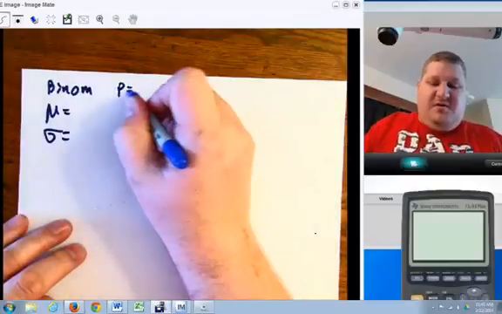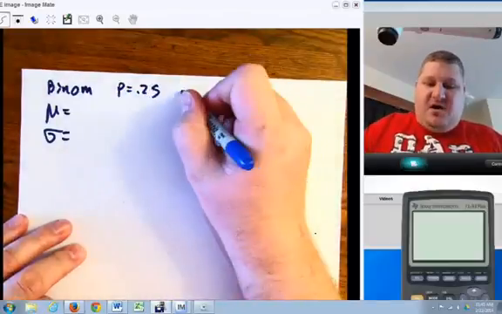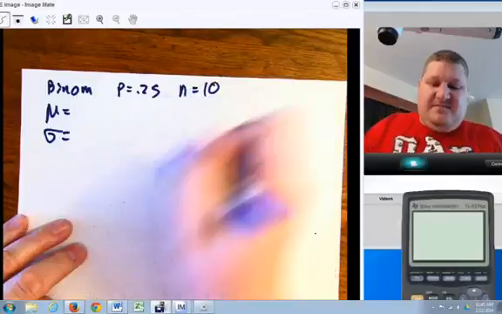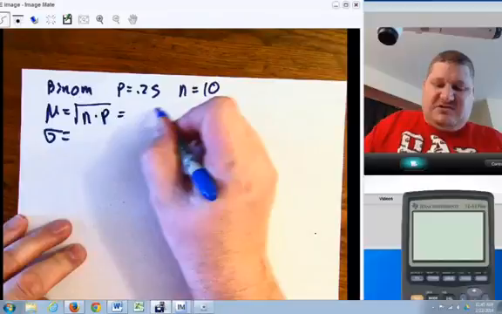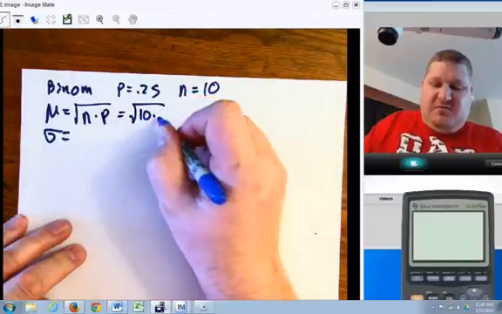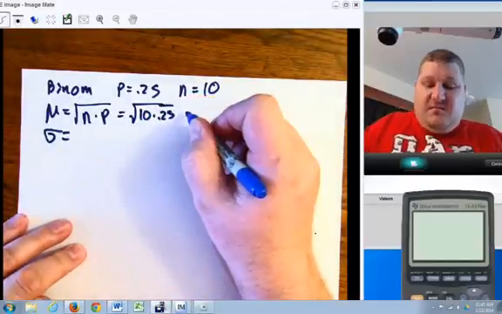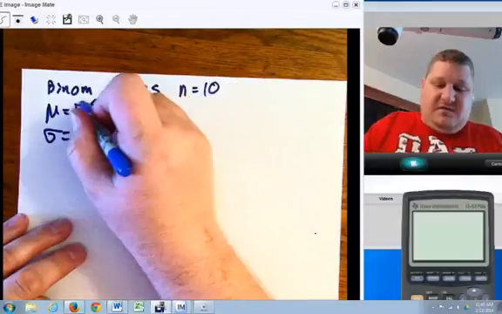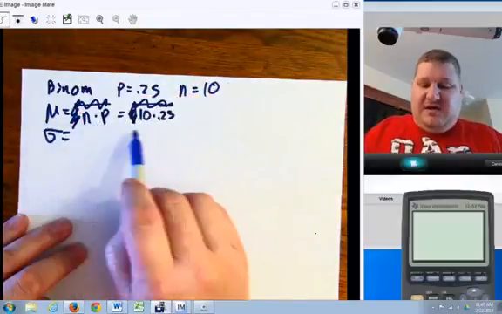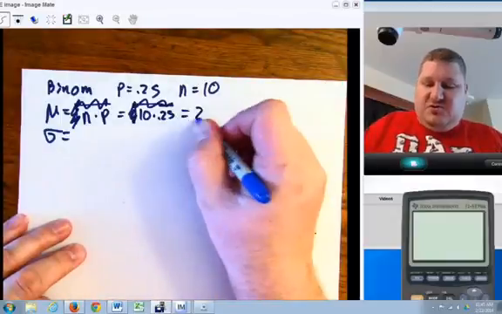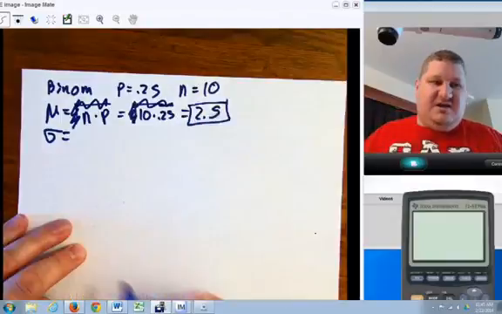Remember, our p was 0.25. Our total n was 10, so all we have to do is the square root of n times p, which is the square root of 10 times 0.25. I'm sorry, there's no square root. It's just n times p. Got in a hurry. Mu equals n times p, so it's 10 times 0.25, which is 2.5. That's how many I should be getting correct.